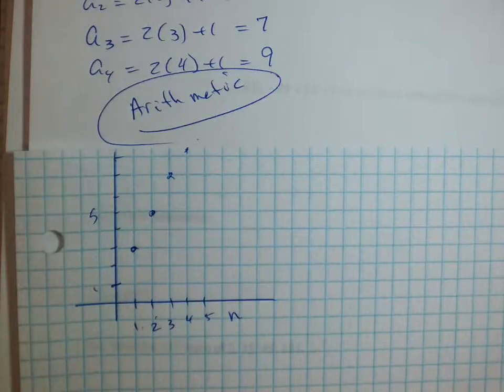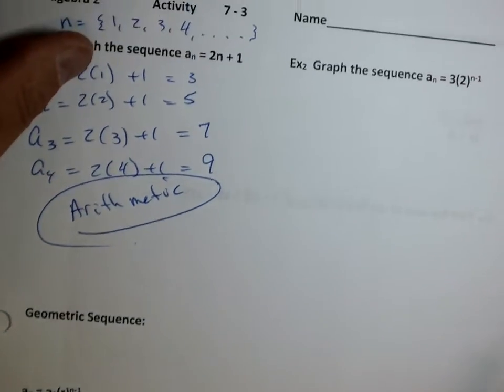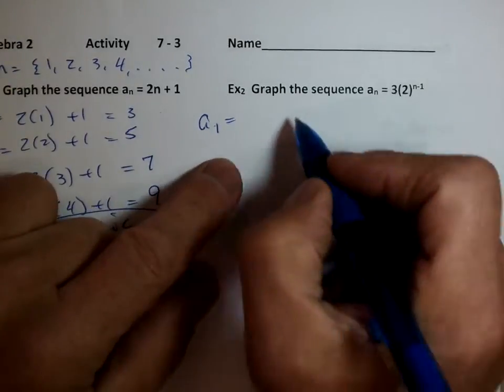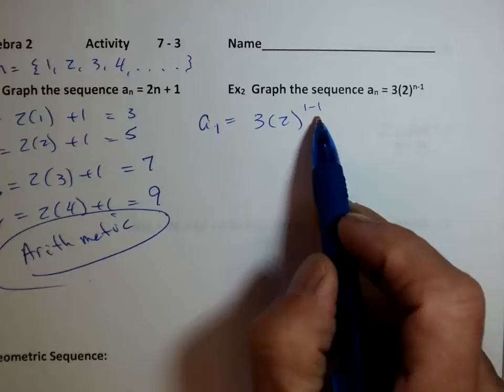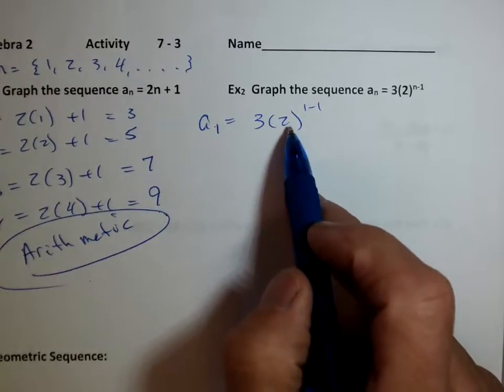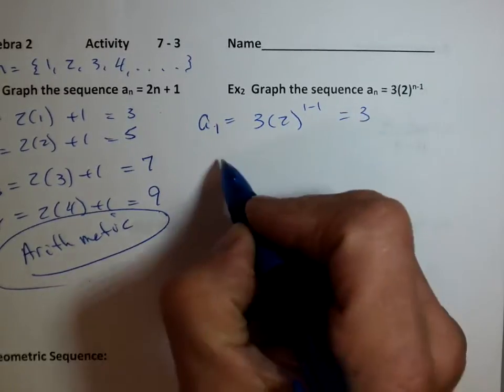All right, let's take a look at example 1 and compare it to example 2. So I'm going to go ahead and create example 2. I'm going to put in a1. It's going to be 3 times 2 to the 1 minus 1. Let's see, 1 minus 1 is 0. I can use a calculator. I think a 0 power is going to be 1, so a1 is 3.